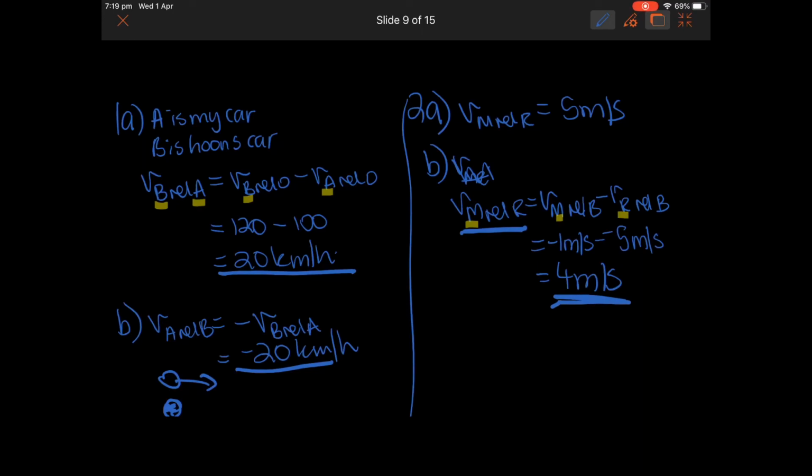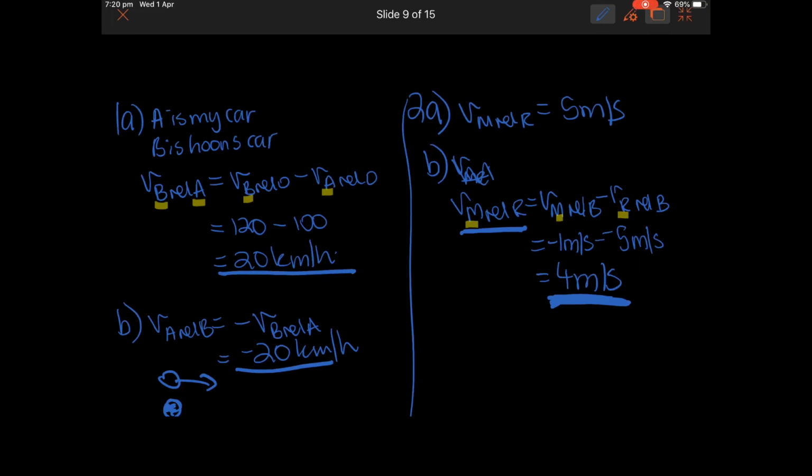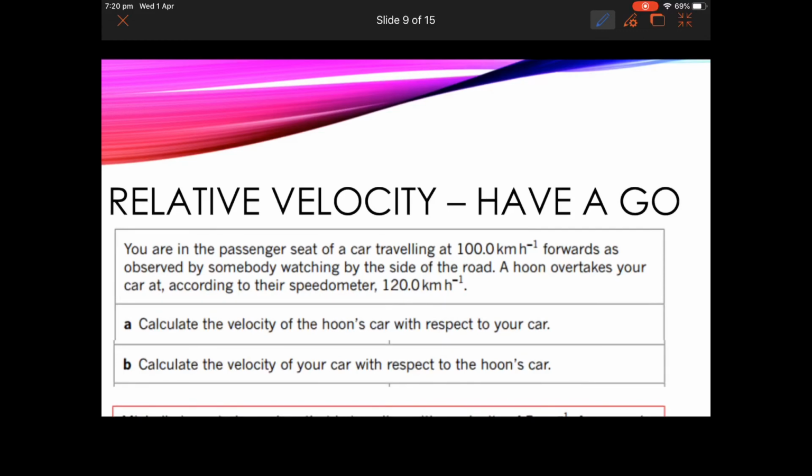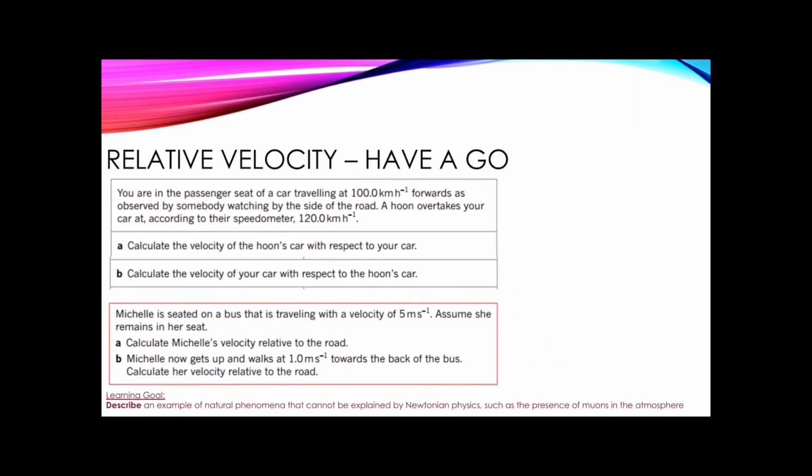So in other words, if we had a tree looking at Mel walking to the back of the bus, they would see her walking at 4 meters per second. And this goes back to our sailor example, when you have the person on the island looking at the ball. With that, guys, I now want you to go to chapter 10.1 in your textbook and have a go at the textbook review. We're going to move on to frames of reference next lesson.